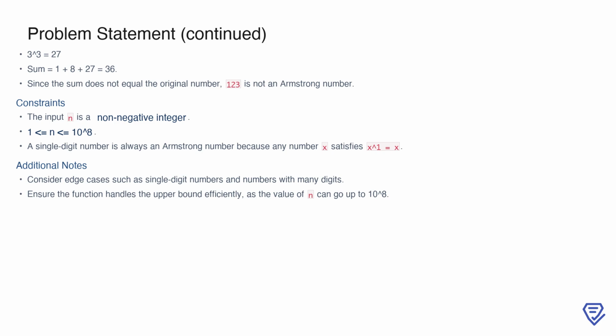Adding these values together gives 1 plus 8 plus 27, which equals 36. Since the sum, 36, does not equal the original number, 123 is not an Armstrong number. To summarize, the problem includes constraints such as ensuring the input is a non-negative integer between 1 and 10. Note that single-digit numbers are always Armstrong numbers, and the solution must handle edge cases and the upper bound efficiently.